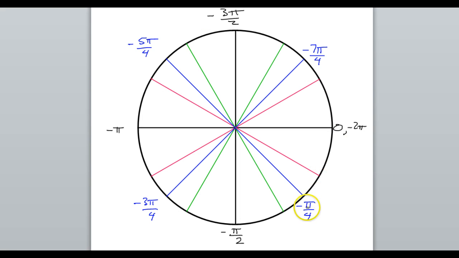Now, looking in the negative direction, remember, going clockwise, I have my negative pi over 4, negative 2 pi over 4, negative 3 pi over 4, negative 4 pi over 4, negative 5 pi over 4, negative 6 pi over 4, negative 7 pi over 4, and negative 8 pi over 4, which is the same thing as negative 2 pi. So again, the reference angle is pi over 4 for all of these. So the value of the sine function is going to involve 1 over radical 2 for all of these, all the way around.